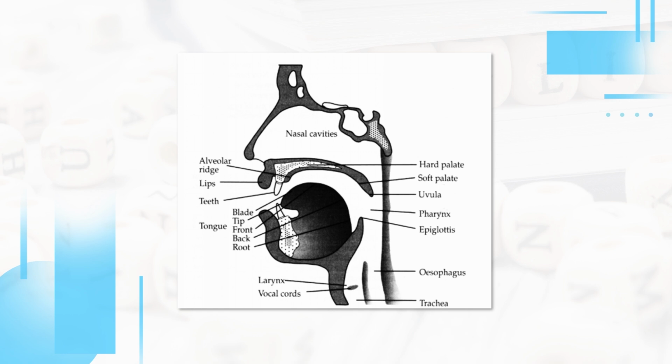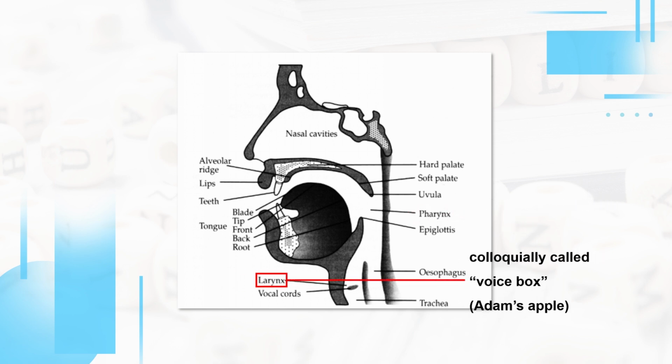Air comes from your throat and out of your mouth. The scientific name for throat is the pharynx. Inside it is the larynx, which is colloquially called the voice box, which contains the vocal cords. The larynx is the lump which can be seen in your neck and is colloquially called the Adam's apple. It is definitely more obvious in men.